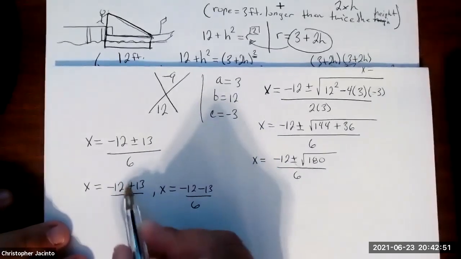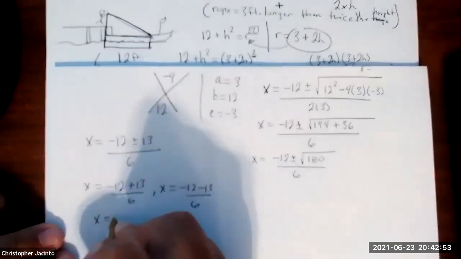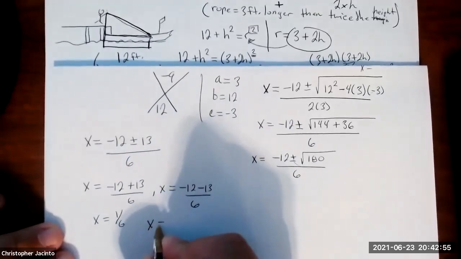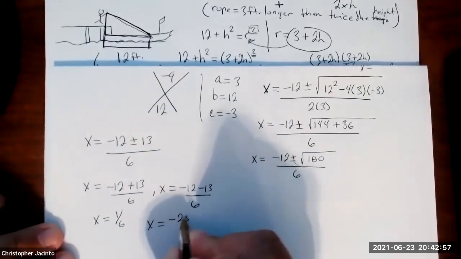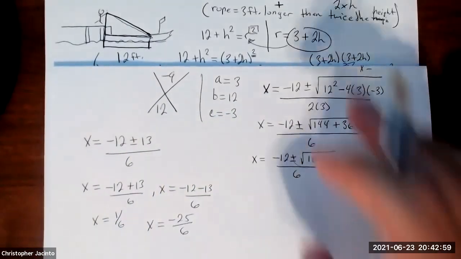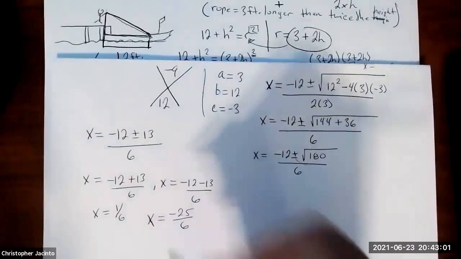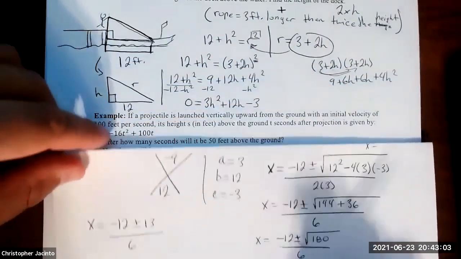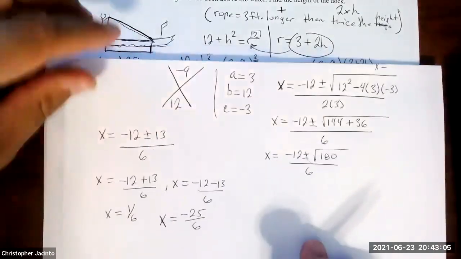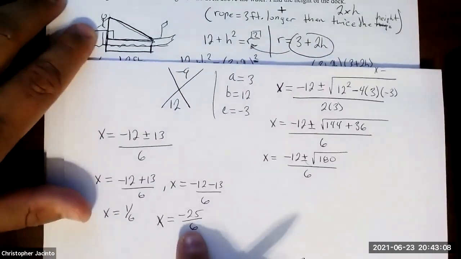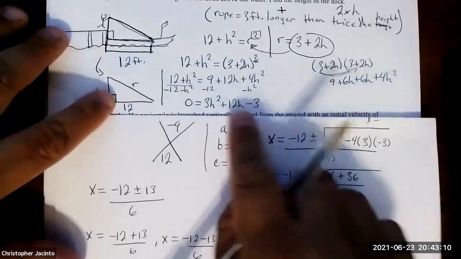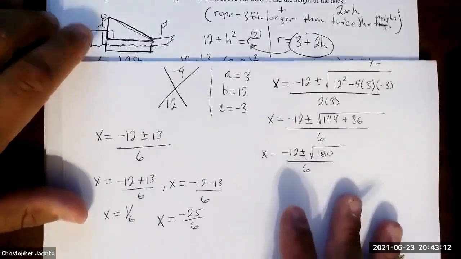So now here, we're going to get 1 over 6. And over here, we're going to get negative 25 over 6. Now, does it make sense that our height, or in this case, the height of our dock, is a negative number? Because that's what we're looking for, right? The height of this dock here. What do you guys think?